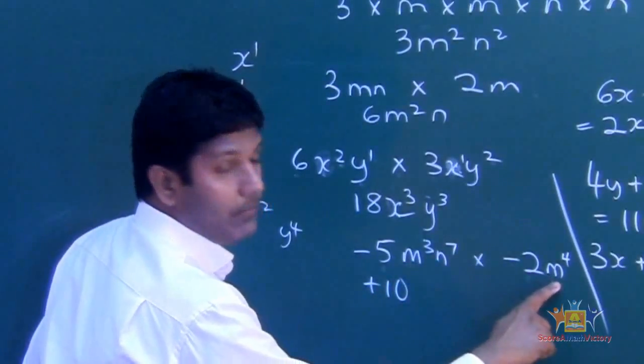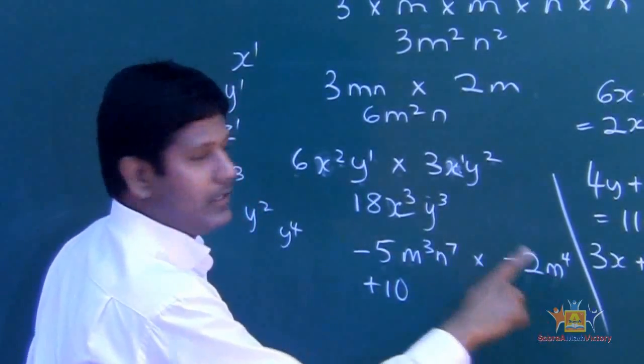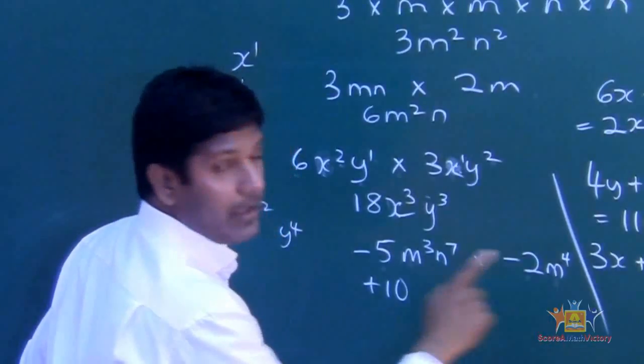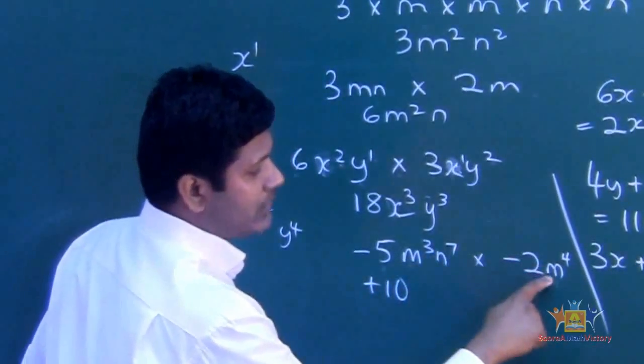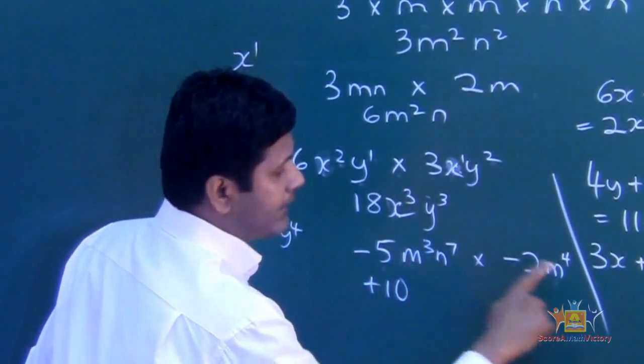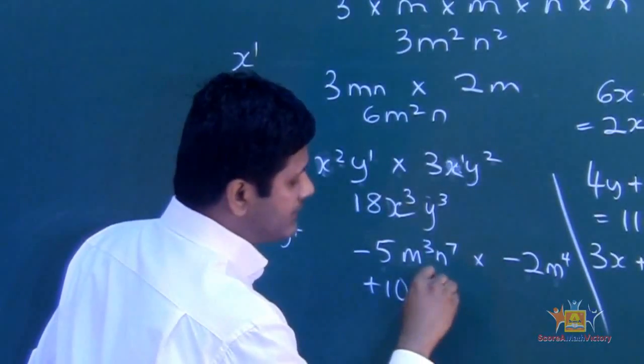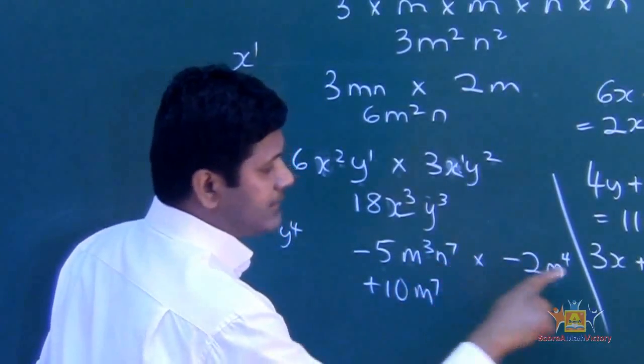M is looking for another M over there. I found a match. That means M to the 3rd power times M to the 4th power. You add the power, so it becomes M to the 7th. 3 plus 4 is 7. N is looking, nope.